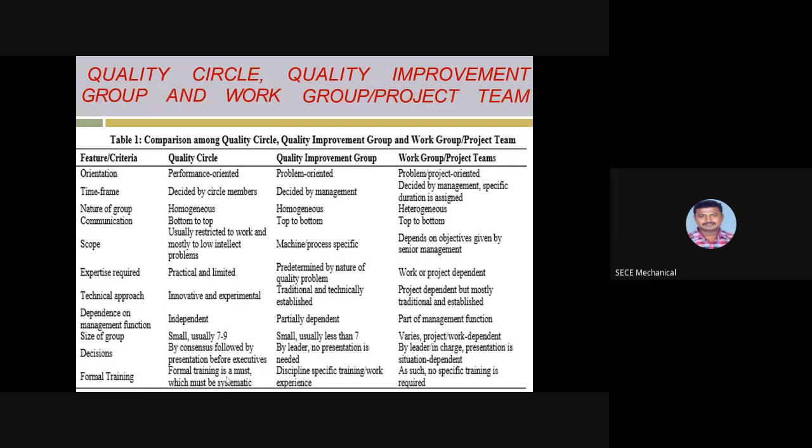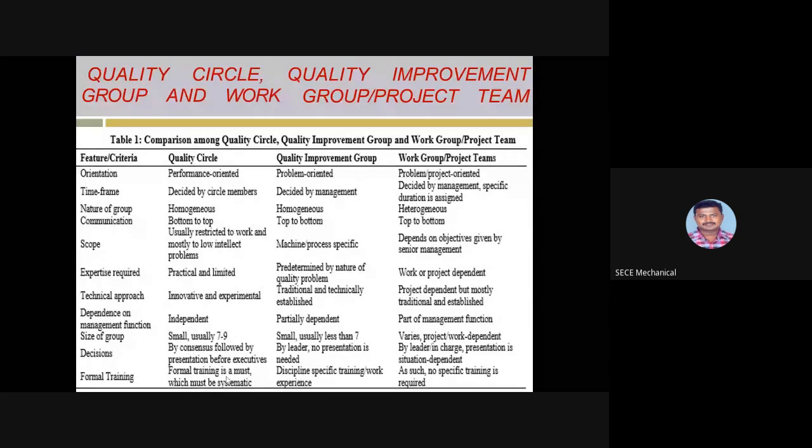Okay, the size of group. In a quality circle it is small, usually 7 to 9, or 6 to 12, or whatever it is. So minimum 6 to 12, maximum 6 to 12. And a quality improvement group is small, usually less than 7. It varies by project as well as work.